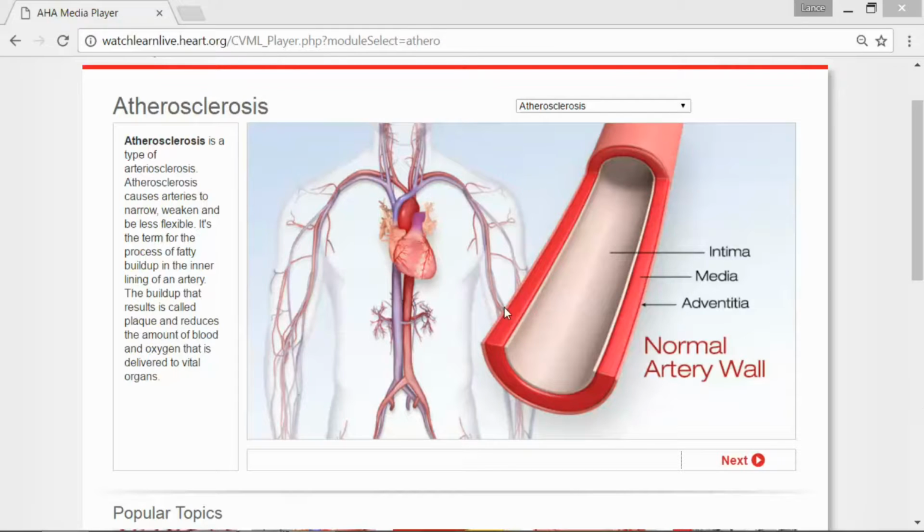When you look at this diagram, you can see this is the intima, the lining there, and then in between you have the media, and then you have the adventitia. So there are different layers to arteries, which is really interesting, and this is going to be important to note. This is a normal artery wall.